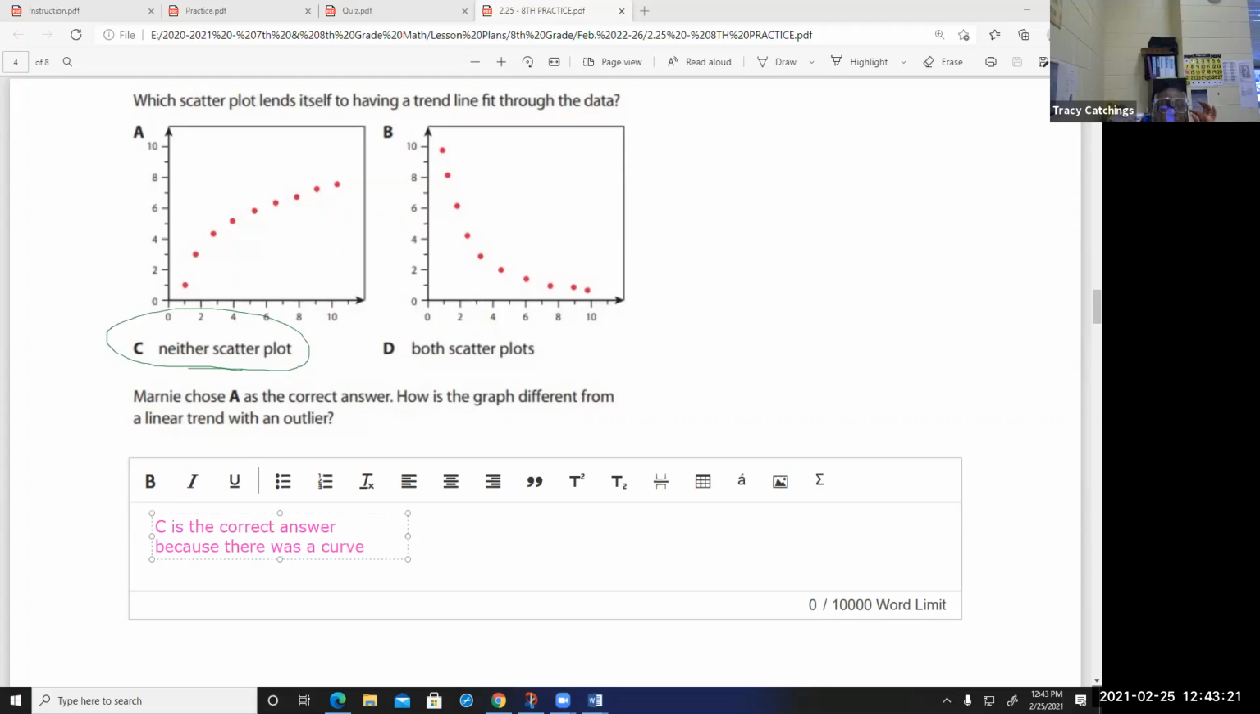All right, they said Marnie would have chose A. So that means if she chose A, she didn't take account of the what? Good job. She didn't pay attention to that curve. Now, we could possibly draw a line, but with it having that curve, look what happens. We don't have too many points really close to that line like it should be. And B would definitely be all the way off with trying to draw a straight line. They would just make their hooks or curve.